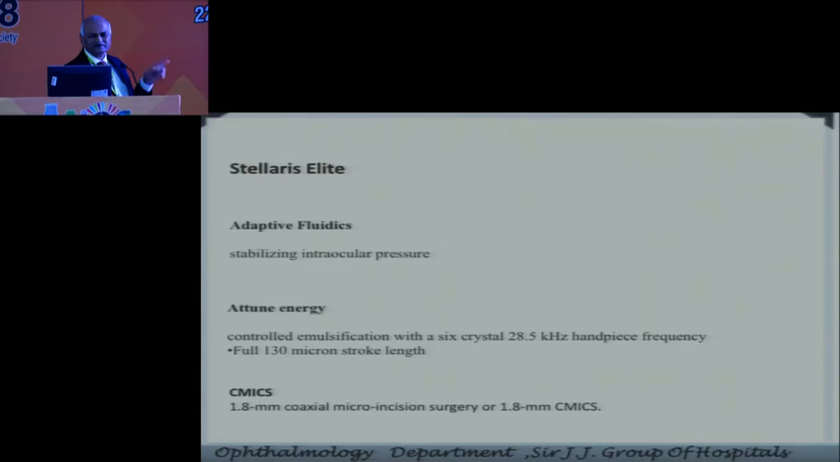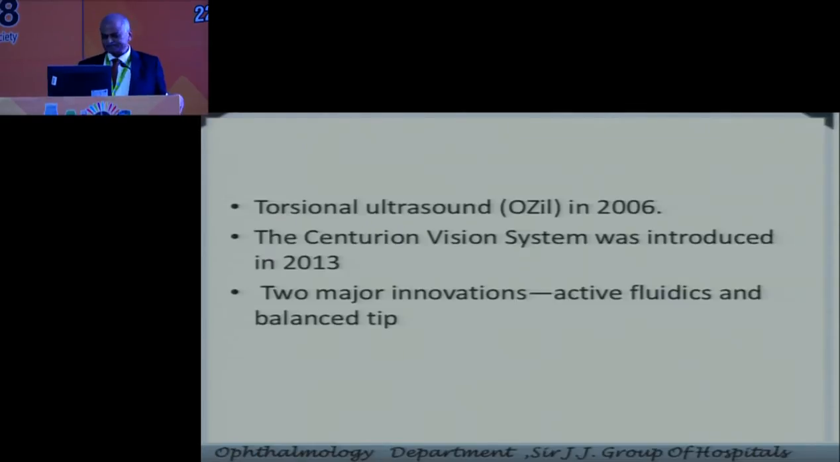I always say that whenever you are purchasing any machine, you will have to think of the stroke length, and when the stroke length is better, then only you should purchase the machine. So that is what about the stroke length. Now the CMICS, that is 1.8 millimeter coaxial microincision surgery, is possible because of this Stellaris Elite machine.